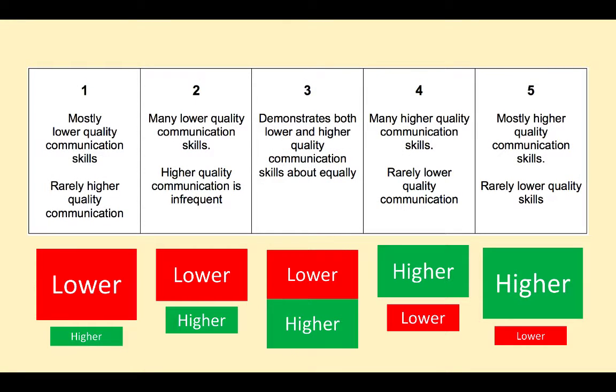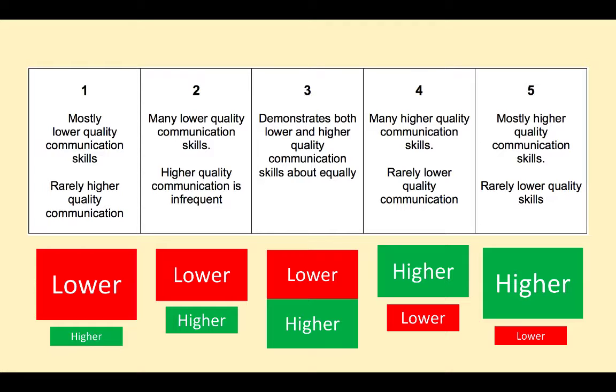We have 5 rating points for you to use. One, mostly lower quality communication skills, means that it's predominantly low quality, but there may be some rare instances of higher quality communication. Usually in rating communication, it's rare that people will do everything poorly. So you're looking for what's predominantly lower quality with maybe 1 or 2 instances of higher quality communication behavior. Likewise, on the opposite end, it would be mostly higher quality communication skills with rare low quality skills.